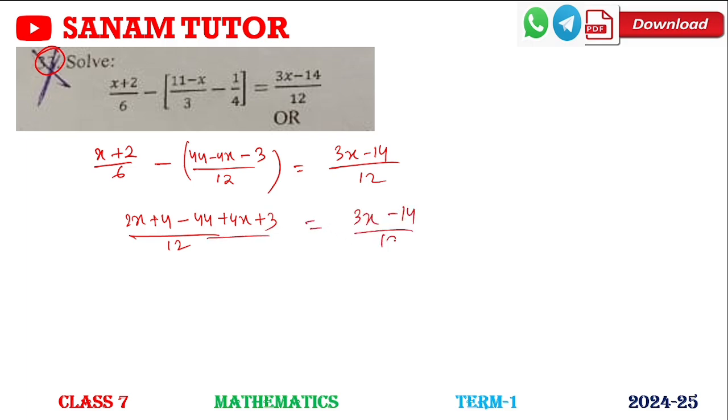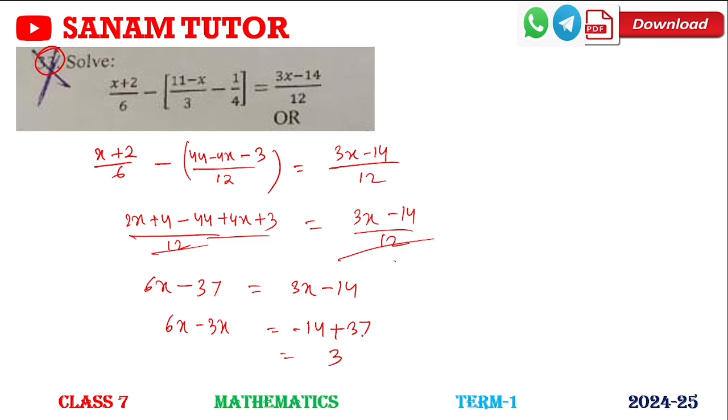Now 12 cancels. 2x plus 4x is 6x, 4 plus 3 is 7, minus 37, equals 3x minus 14. 6x minus 3x equals minus 14 plus 37, that is 23. So 3x equals 23, so x equals 23 by 3. Okay, so check it, fine.